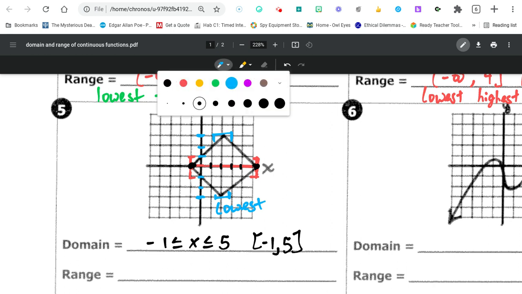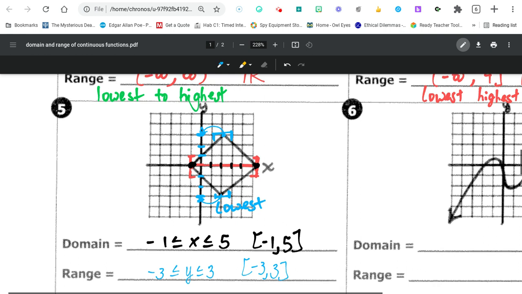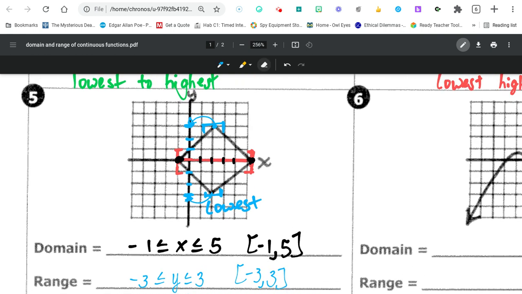I hope you understand what I'm talking about. The highest point is right here, which is +3 on the y, and also -3 on the y. So I can go -3 less than or equal to y less than or equal to +3, or -3 to 3 in interval notation. And I hope that makes sense, guys. If not, again, pause the video and let me know, okay?